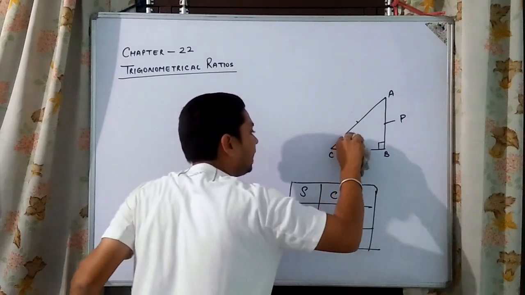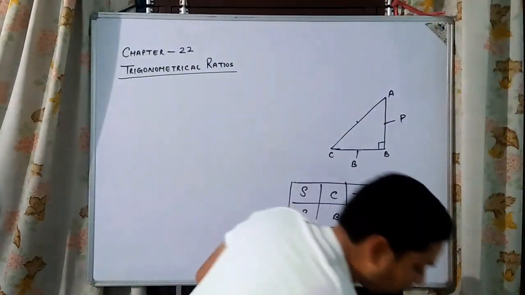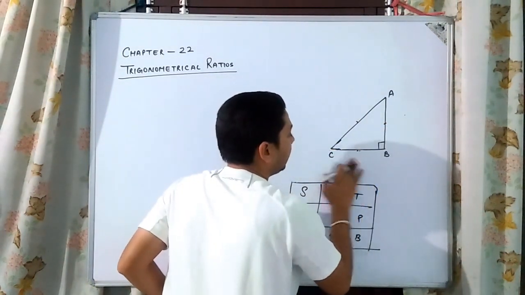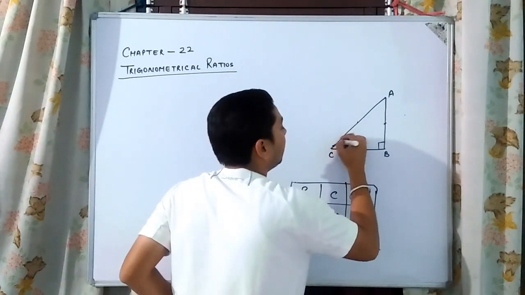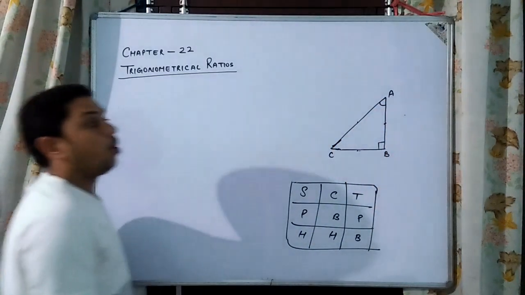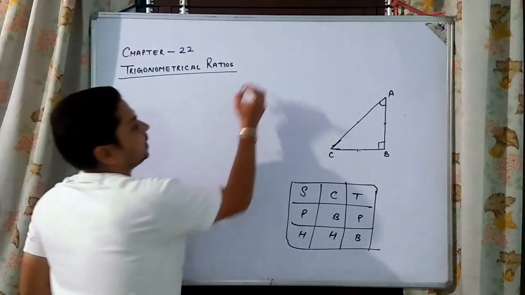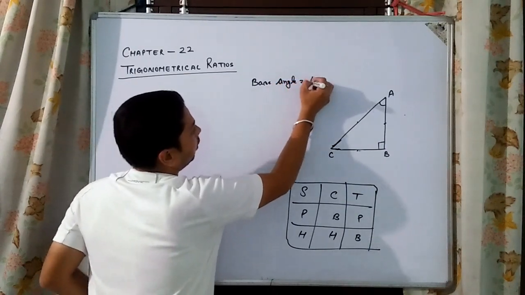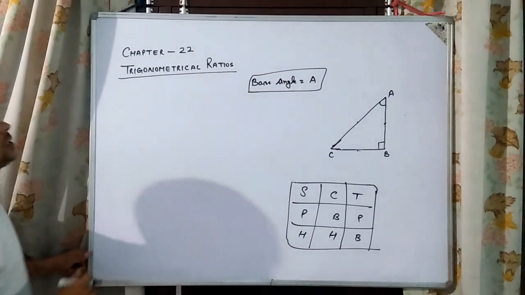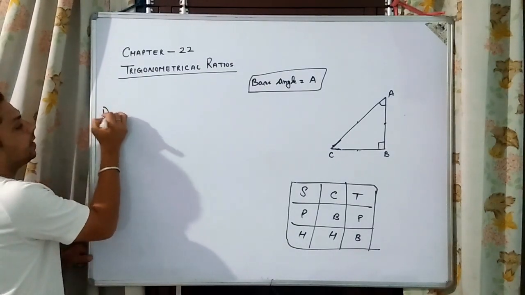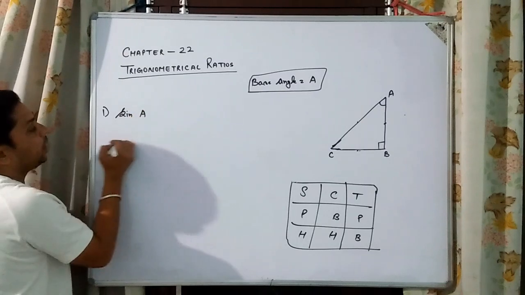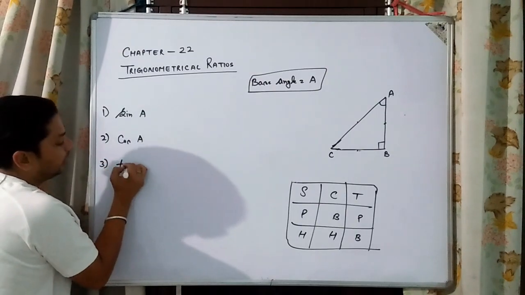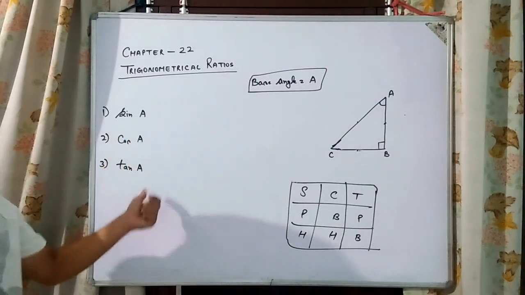Suppose we have a base angle as A. Now I am going to take the base angle as A. Look here, I am going to derive the formula. What is the base angle? Base angle is equal to A. So first write down the three basic trigonometrical identities, that is sine of capital A, then cos of capital A, and third is tan of capital A. A is a base angle.